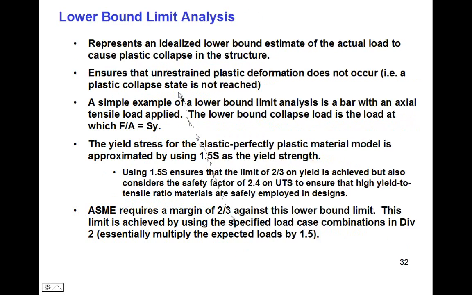Let's talk about the lower bound limit analysis. This is intended to represent an idealized lower bound estimate of the actual load to cause plastic collapse. This ensures that unrestrained plastic deformation doesn't occur. Simple example of this is with a bar. An axial limit analysis of a bar is when the F over A stresses, or the axial stress on a bar, is equal to the yield stress. The yield stress for use in the elastic perfectly plastic material model is approximated by using 1.5S. This is the yield strength. The ASME load requirement is to use 1.5 times the expected load. So essentially we're doing a lower bound limit analysis on the hot allowable stress.